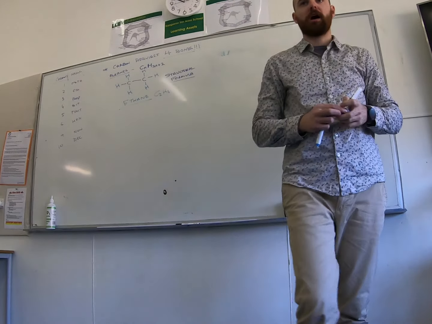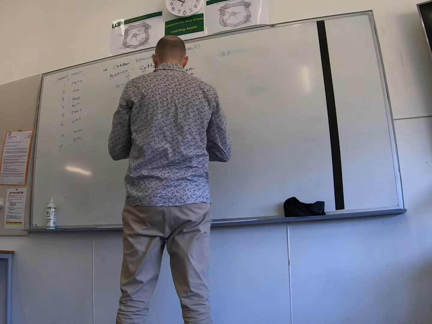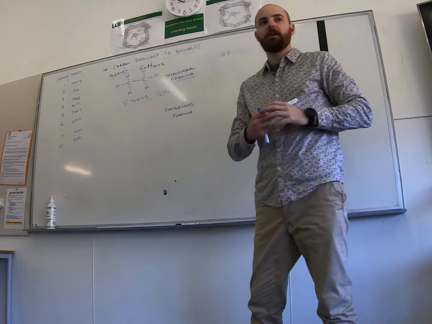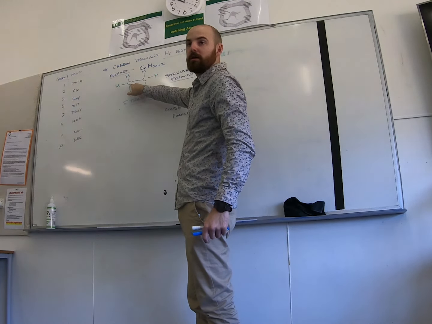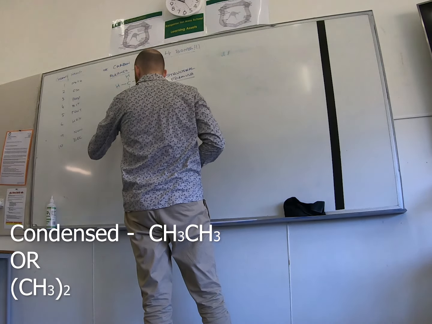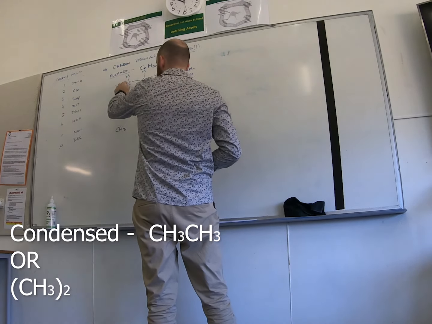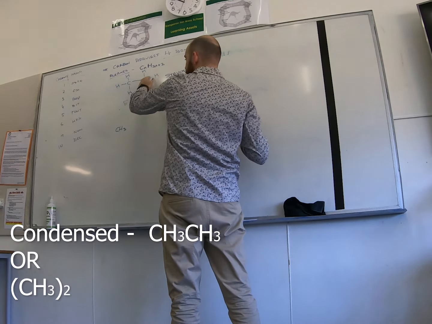Structural formula is where you write every atom and you draw every bond. The next type of formula is called the condensed structural formula. Okay, and this is where we don't have to actually draw the bonds. If we're not drawing the bonds here, we could write that as CH3. Yeah? And then we could write that as CH3.